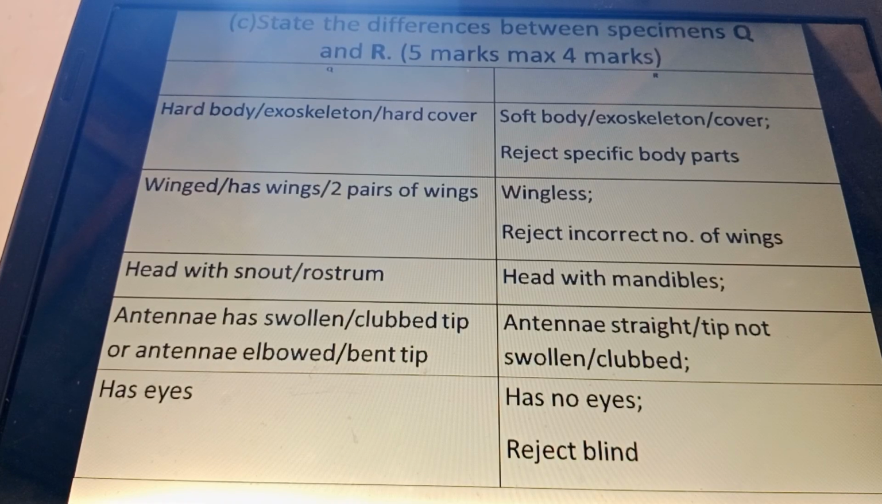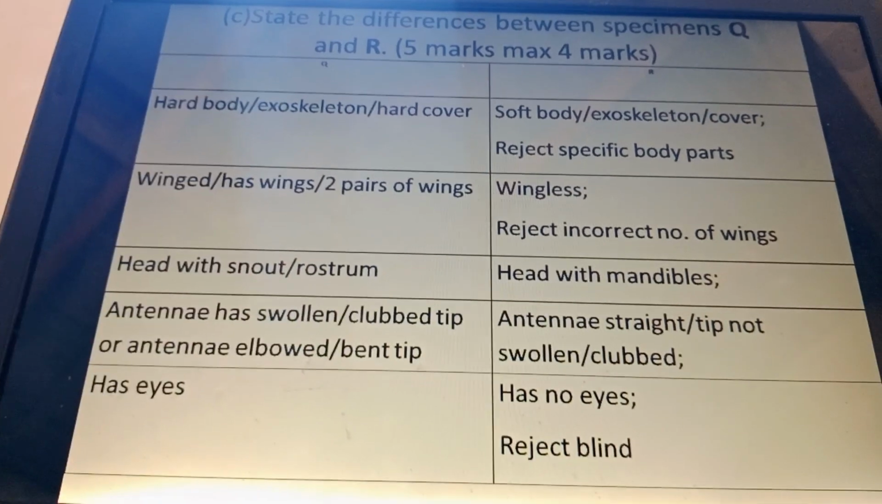State the differences between Q and R, 5 marks. So now we give the differences there. The first one is for Q, you have hard body versus soft body or exoskeleton. All right.